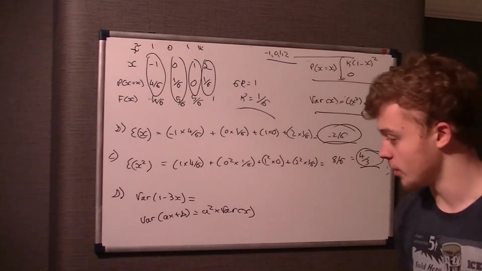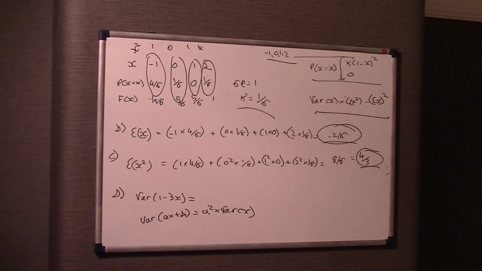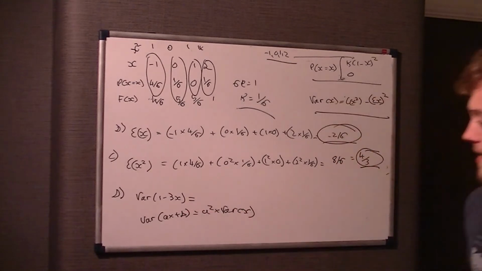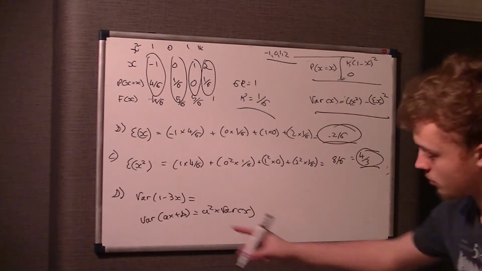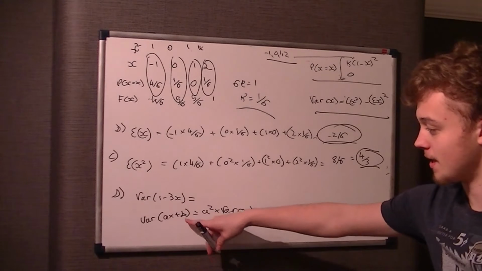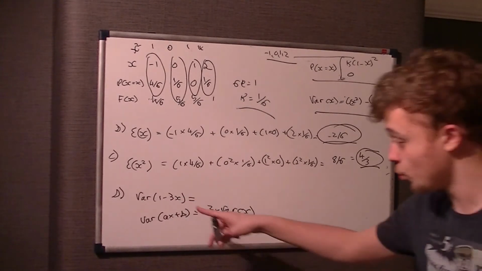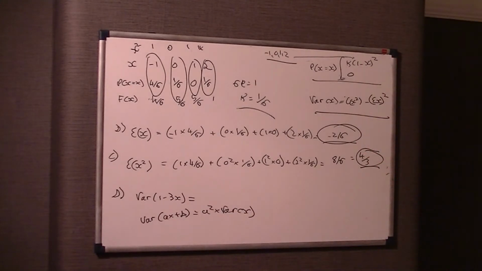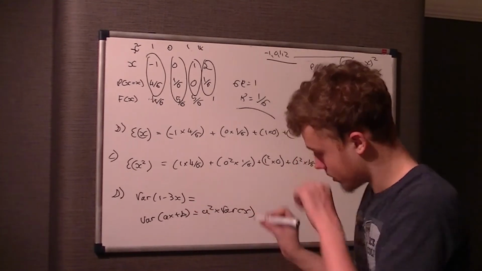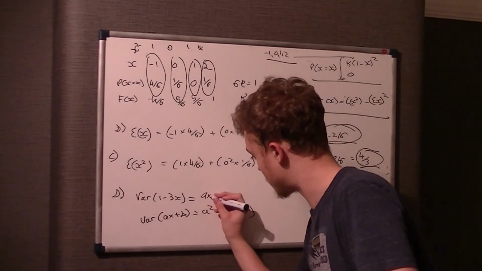Now, just because it's 1 take 3x, don't be worried that it's the other way round. The a is whatever number is with the x, so don't just assume because it's ax plus b and the x is over here that a is still 1, because remember a is with the x. That might be a common mistake for people who aren't paying attention, but it's going to turn out positive anyway because we're going to square it. So it's a squared, so it's minus 3 squared, so it's 9 times the variance of x.